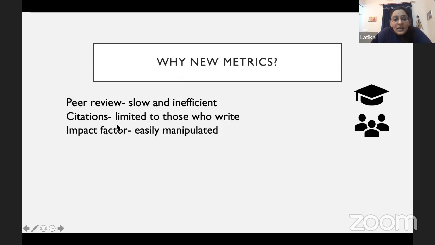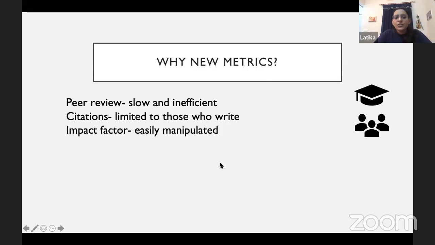And then we have citations, which are limited only to those people who write. So of the 200 people who registered for this conference, how many would write? Not many would write. I am publishing this research, for example, in smartphone apps, but not everyone is going to write a research paper, yet they may use those apps. So using only citations as a metric of success of that publication or of the utility may be inappropriate.